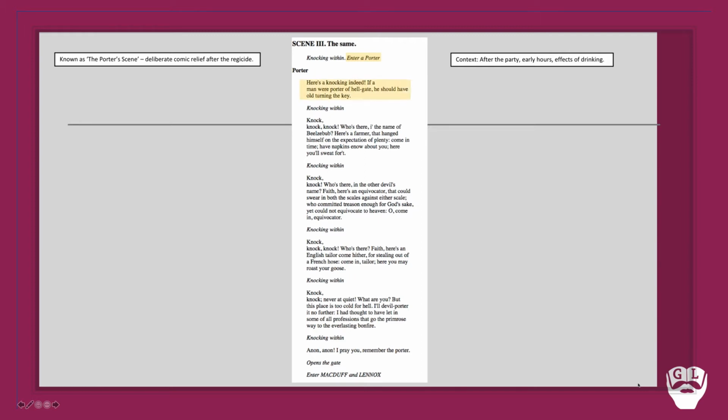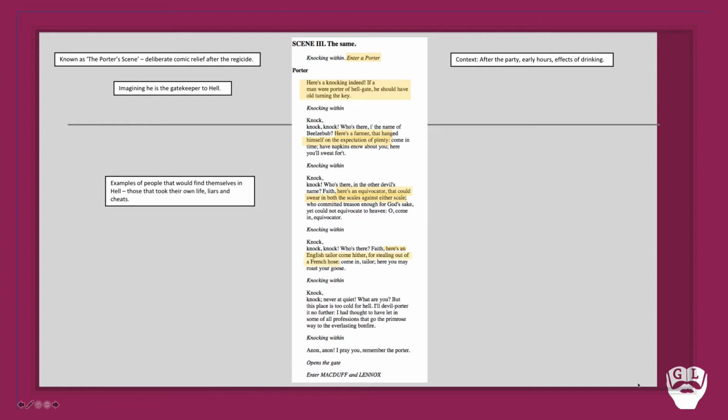So the Porter talks about being the Porter of Hellgate, imagining that the gates of Dunsinane are the gates of hell. So there's a joke going on here of the knocking. If he was the gatekeeper of hell, who are the people that will be knocking? He comments on various people: a farmer that hanged himself on the expectation of plenty, an equivocator that could swear in both the scales, and an English tailor come here for stealing out of a French hose. So he's commenting on those that find themselves in hell by the expectations of a Jacobean society.